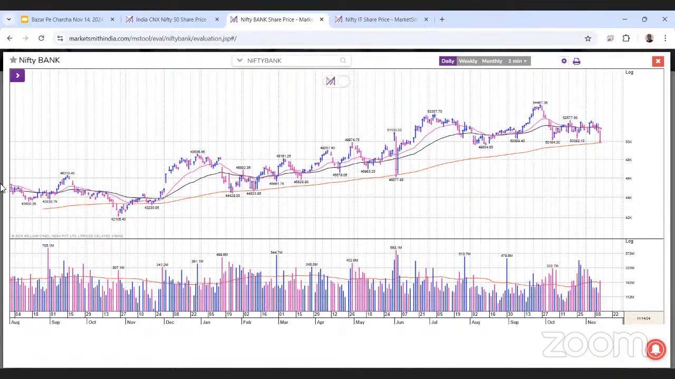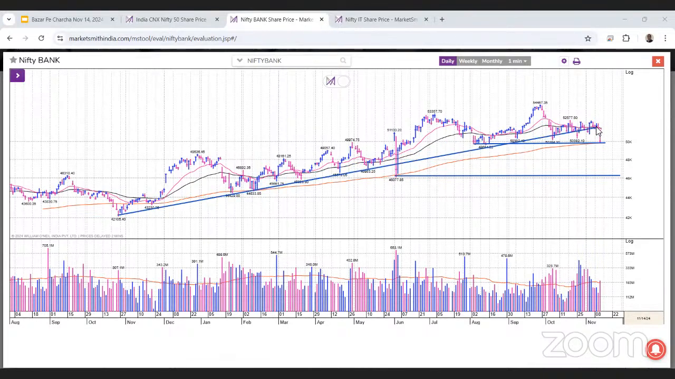Yes, so this particular area is a price zone. The 200 DMA and this price zone are placed in the same range, and that range is approximately 49,500 to 50,000. Suppose it breaches this particular area, then maybe again the election outcome day low, that is 46,000, the possibility will open for that kind of zone. But obviously it is not going to happen overnight. It will fall gradually, so it will take time.